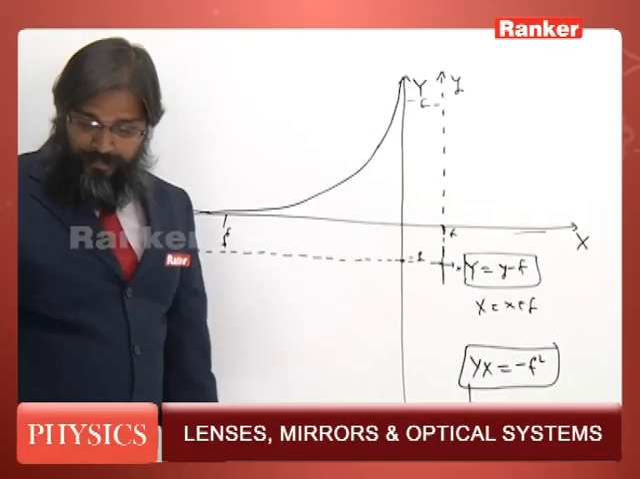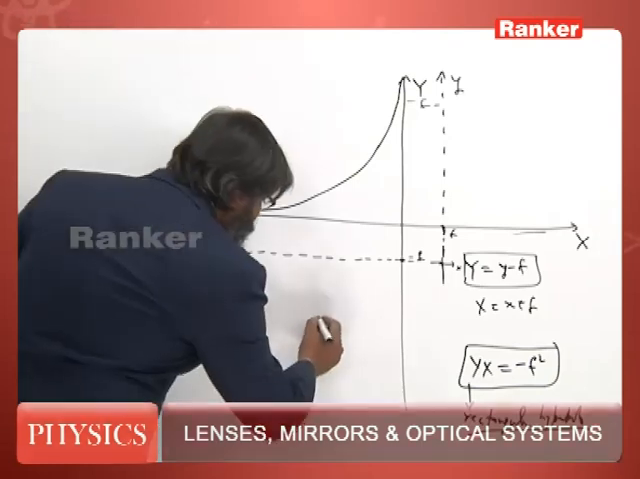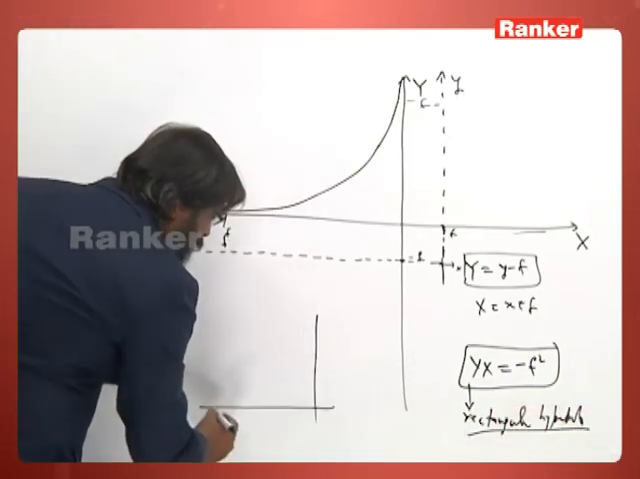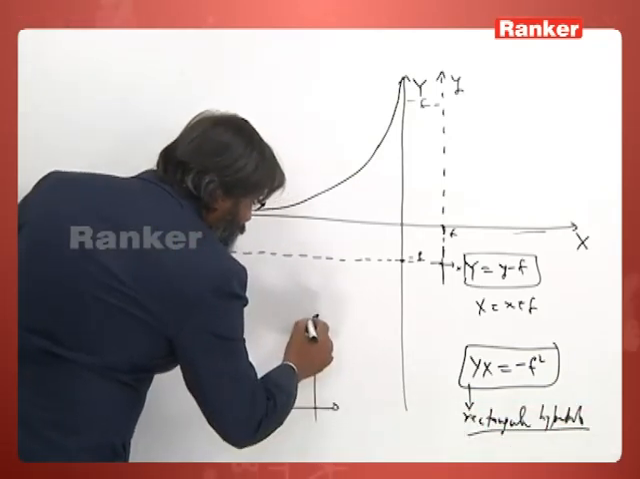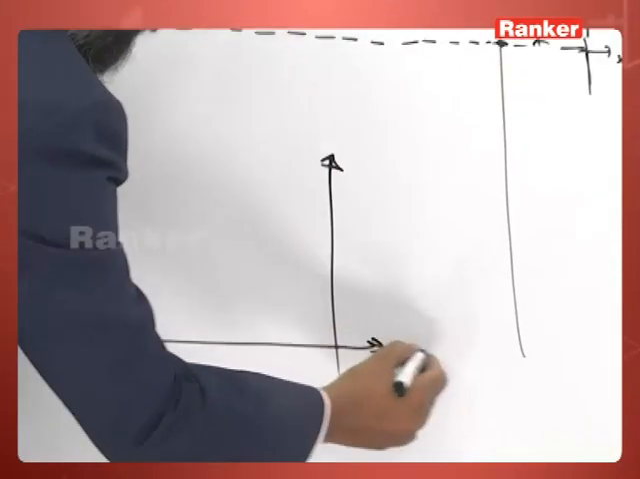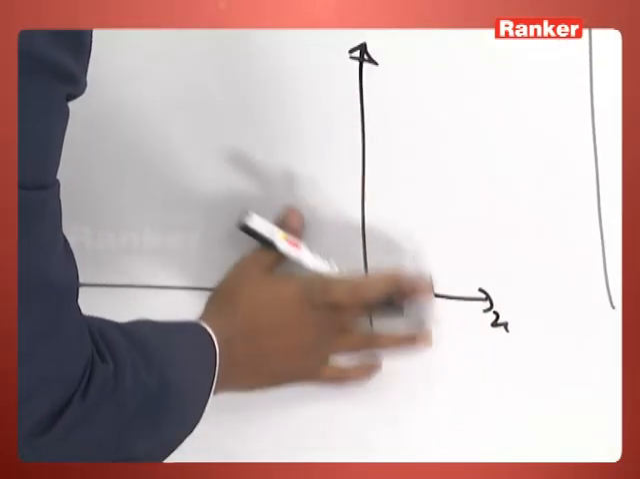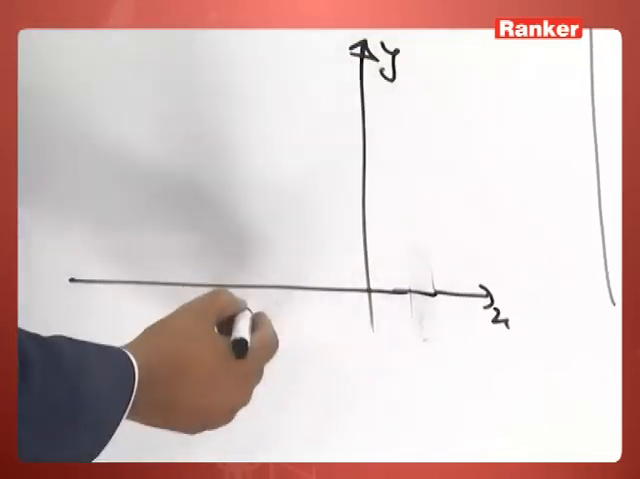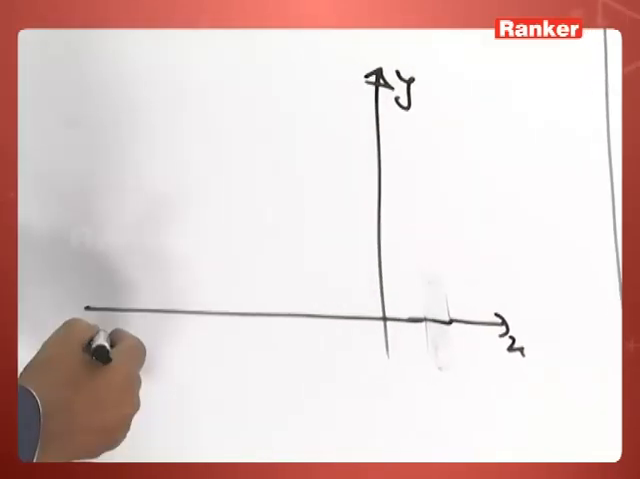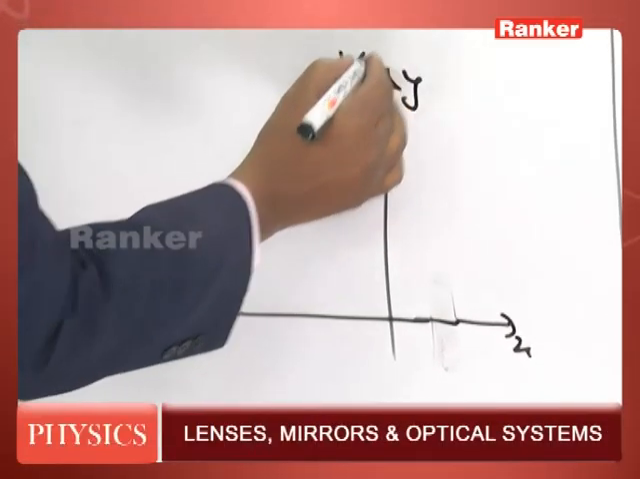Please take this down. So let us see here. I am separately drawing this now. Suppose this is my x axis and this is my y axis. I am plotting u here and v here.